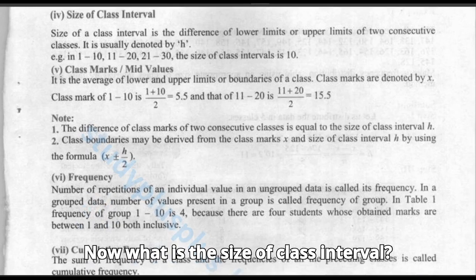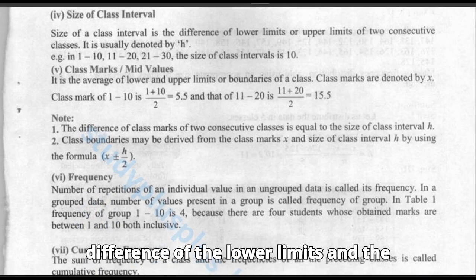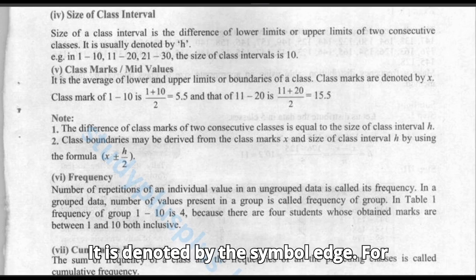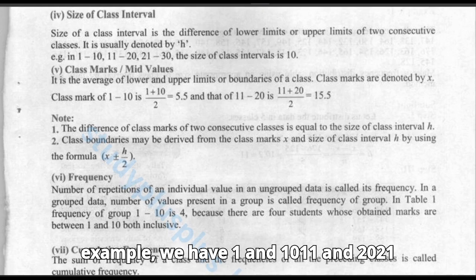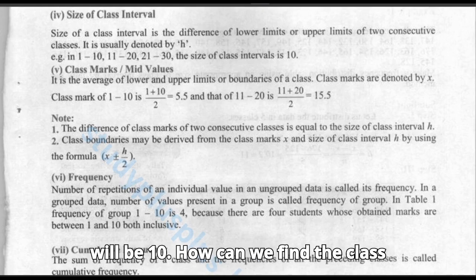Now, what is the size of class interval? The size of class interval is the difference between the lower limits of two consecutive classes. It is denoted by the symbol h. For example, we have 1 and 10, 11 and 20, 21 and 30. The size of their class interval will be 10.